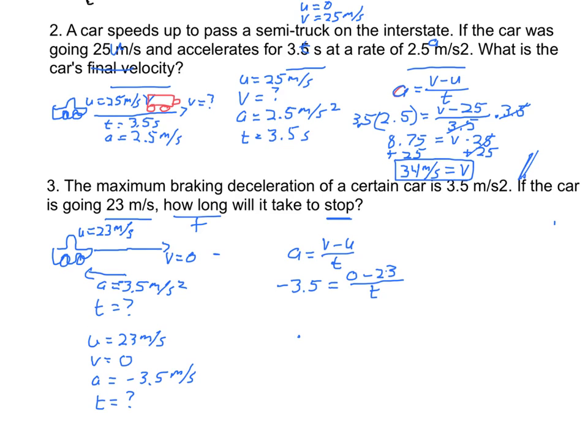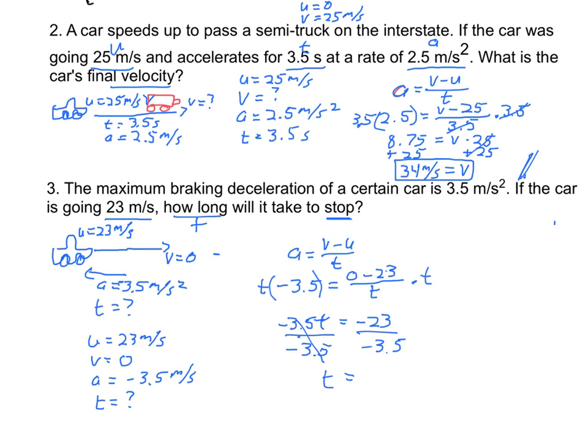First step here is to get t to the other side, so I'll need to multiply both sides by t, and I'll come out with negative 3.5t equals, now 0 minus negative 23 is just negative 23. Next step, divide both sides by negative 3.5. Plug into your calculator. The two negatives cancel out, right? Negative 23, negative 3.5. And I come out with a positive, because time is always positive. 6.571, and so on and so forth, seconds.